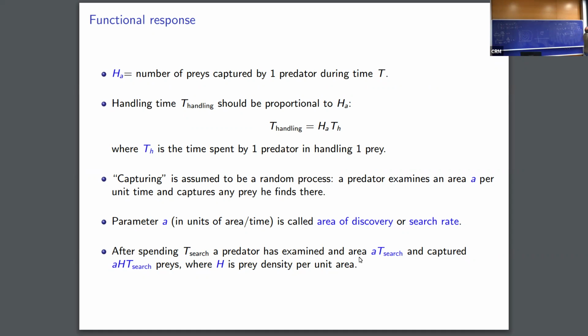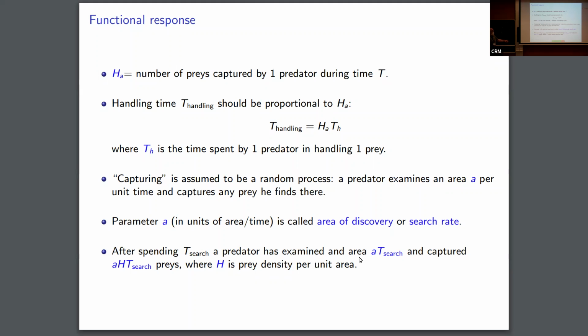First thing, something quite spectacular, you can expect it. The handling time must be proportional to the number of prey you get. So this is quite reasonable, this part here. Okay, it must be proportional. This TH is the time spent by one predator. Why not? I'm just saying it is proportional. It's quite reasonable.